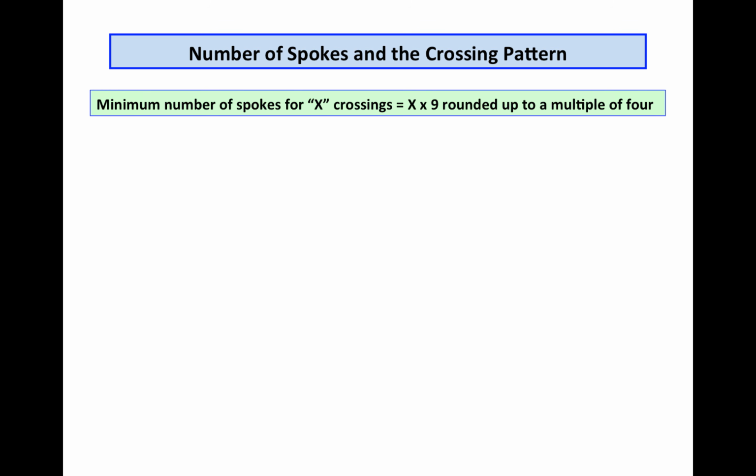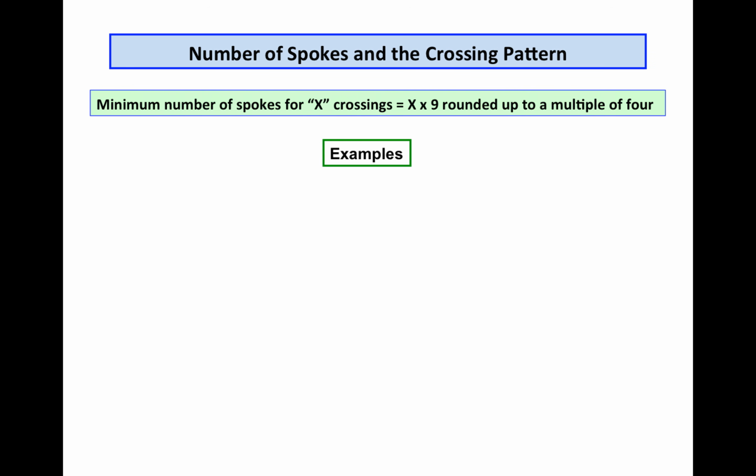When we're looking at the number of spokes and the crossing pattern options, there's a rule that we have to go by, and it's this. The minimum number of spokes for X crossings, where X is an integer, is equal to X times 9, rounded up to a multiple of 4. Now, the only way to understand that is to provide some examples.